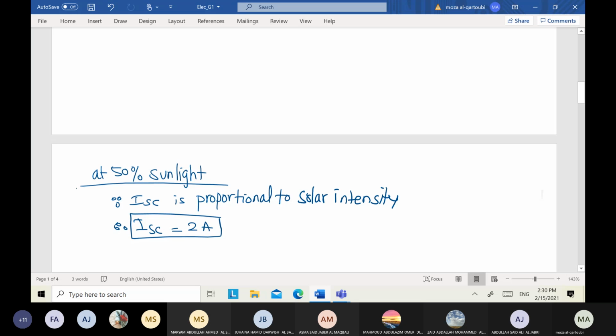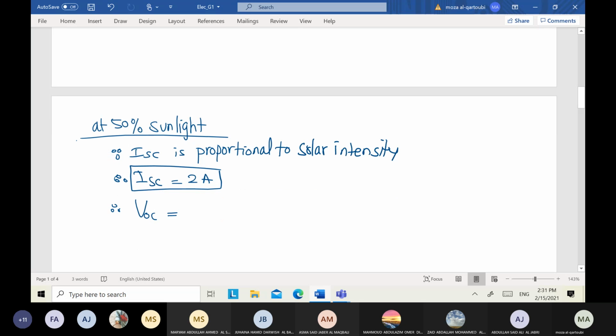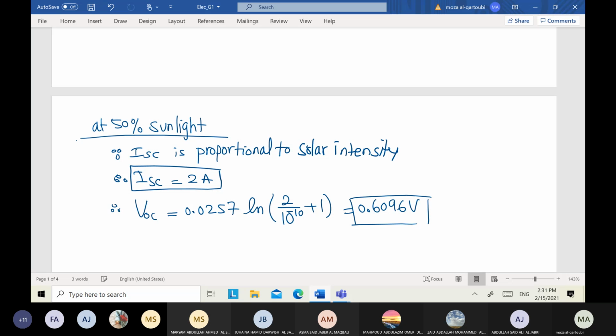Therefore, V open circuit will use the same rule, K times T over Q. So this equals 0.0257 when substituting from the previous step, times ln of I short circuit, now equal to 2, over the saturation current 10 to the power minus 10, then plus 1. So this answer will be 0.6095 volt. Now, this is the answer of the first part A.